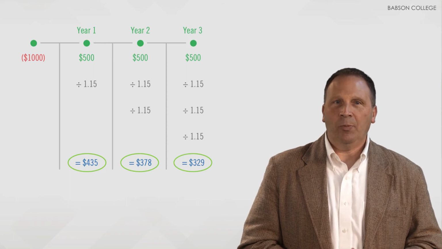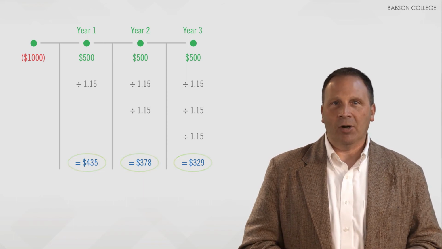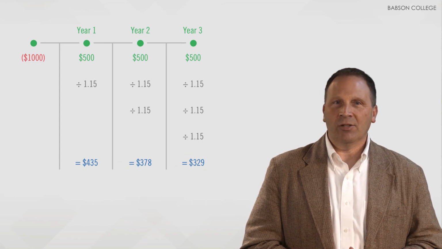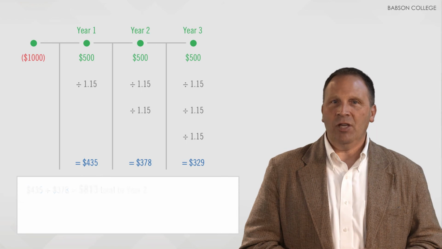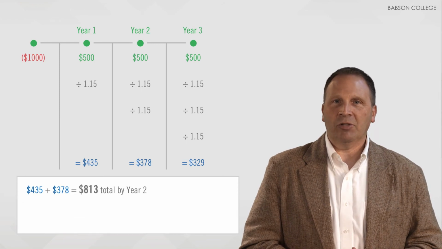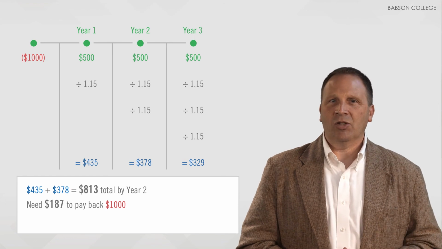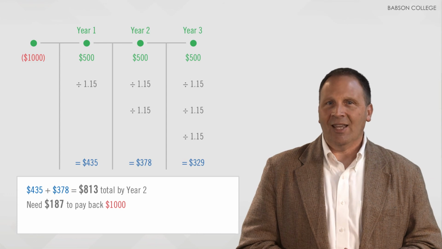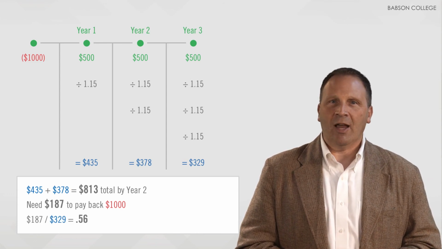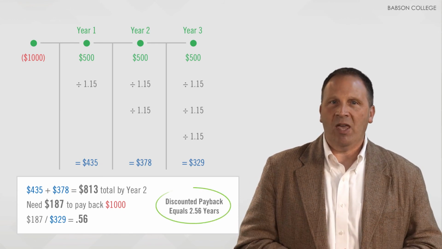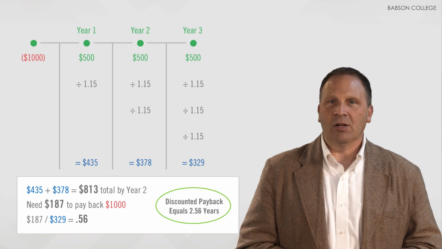Now, if you recompute payback using these values, you get a number, if you interpolate, roughly halfway in between 2 and 3 years. In other words, after 2 years, the project returns $813, so you still need about $187 to recoup the initial $1,000 investment. In the third year, you're expected to get today's equivalent of $329, so since 187 over 329 is about 0.56, the technically correct discounted payback is 2.56 years.